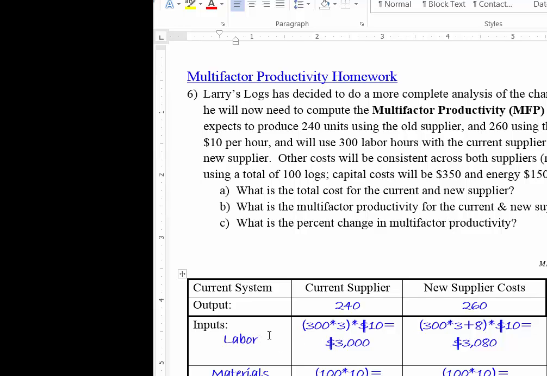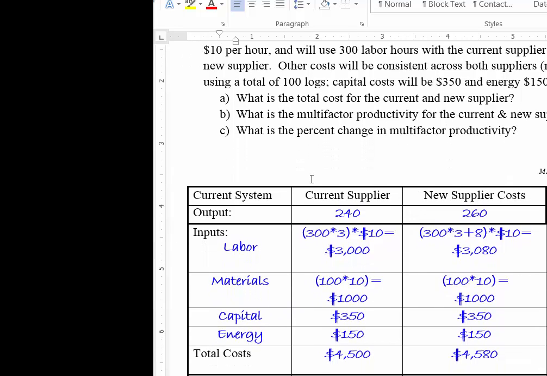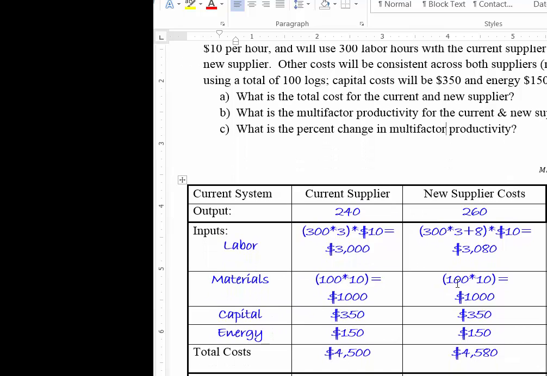Now, what's important to understand about multi-factor productivity is you have to get it all into the same unit. And in the case of this problem, the unit is dollars. You can't compare kilowatts to labor hours. So you have to have it all in a common unit. And in this case, we have it in the common unit of dollars. So first thing we do is calculate the labor cost.